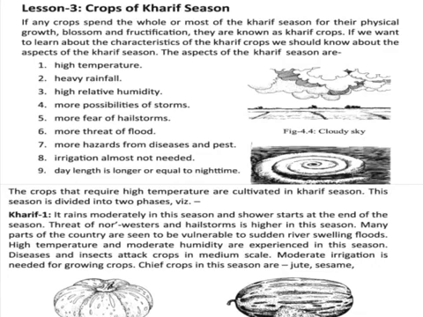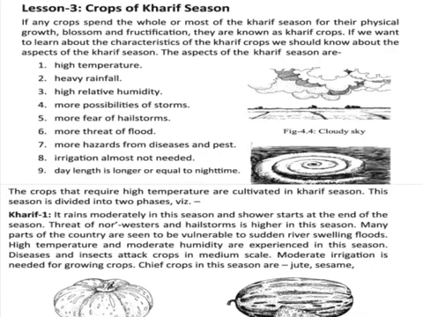That means there is a chance of more thunderstorms and more threat of flood, because we will see frequent rain in the season, and that is why we face more threat of flood. There are more hazards from disease and insects. That means it is more dangerous for diseases and insects. And irrigation is almost not needed, because it rains frequently.